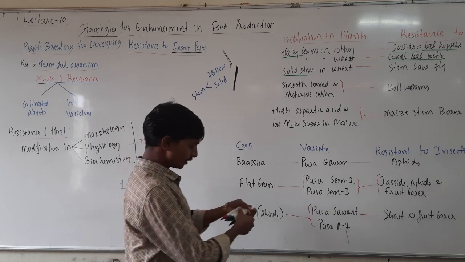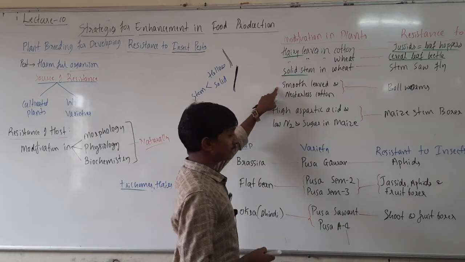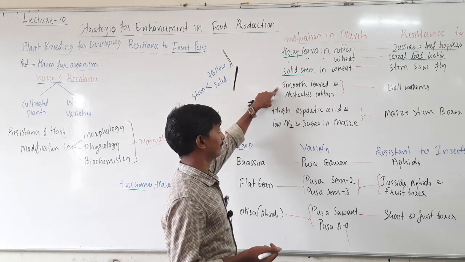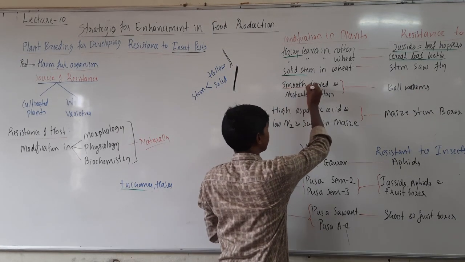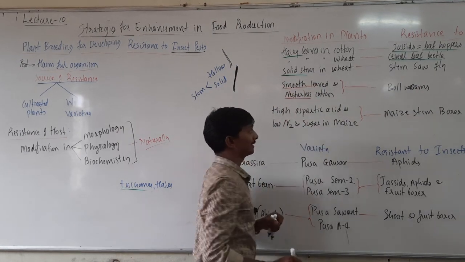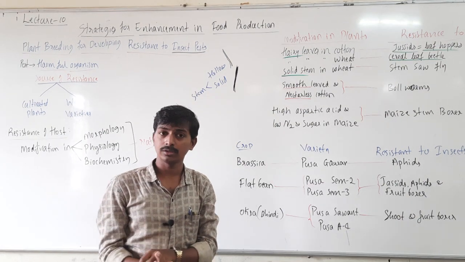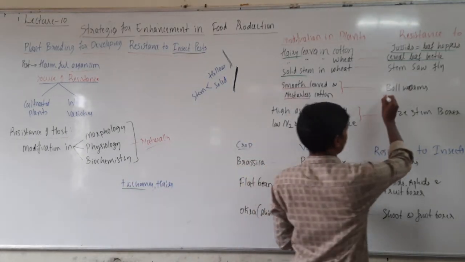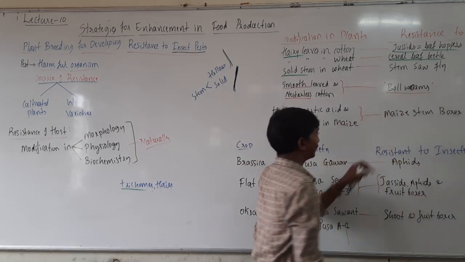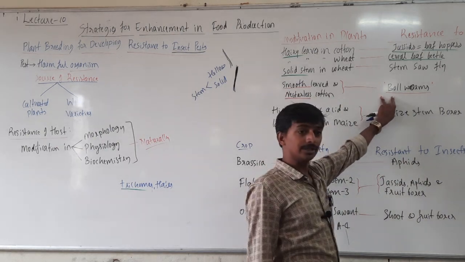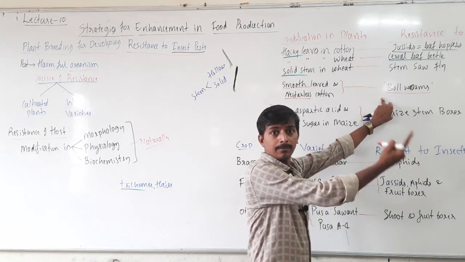Then in cotton, if the leaf is very smooth and oily, and nectarless, this nature will protect the cotton plant from bollworms. Okay, we will discuss this in more detail in biotechnology.